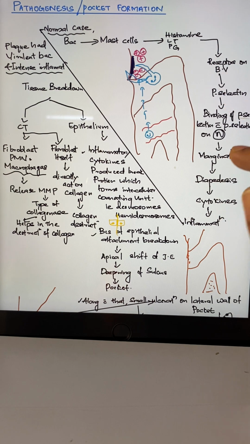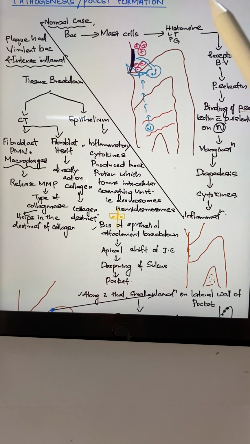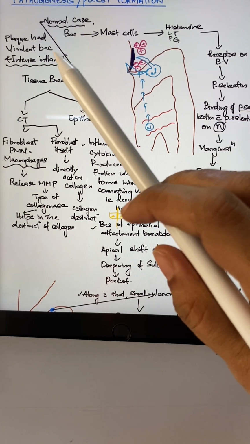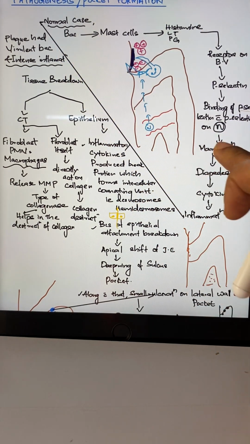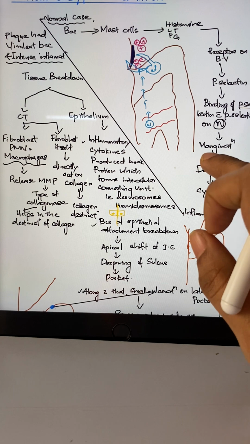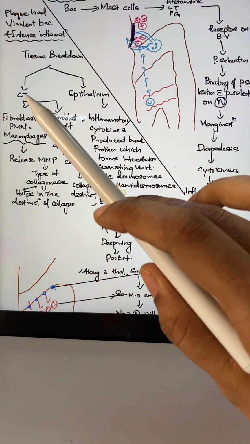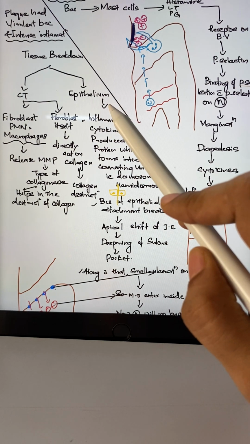But what is going to happen in the case of a pocket? In the case of a pocket, if the plaque has virulent bacteria and intense inflammation, tissue breakdown happens. So a tissue breakdown occurs in the connective tissue and also in the epithelium.